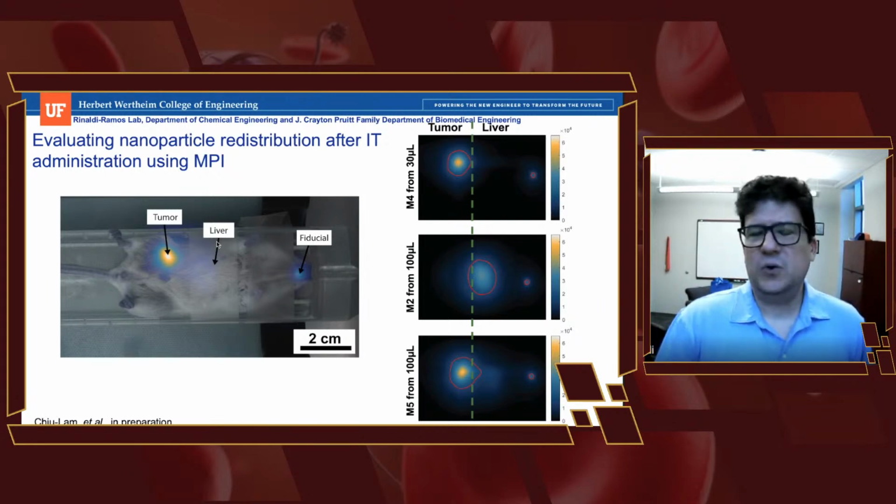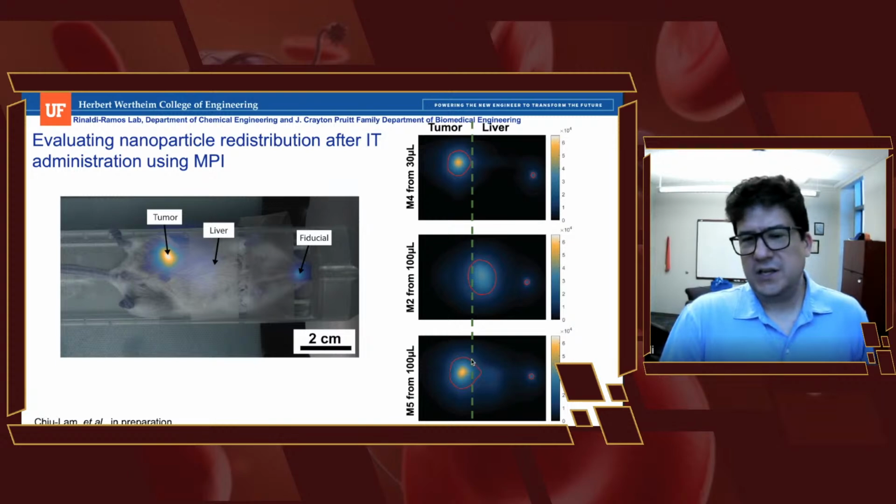And one could see three types of response. One would be all the particles stay in the tumor. Another would be all the particles move to the liver. And yet another would be some of the particles stay in the tumor and some of the particles go to the liver.